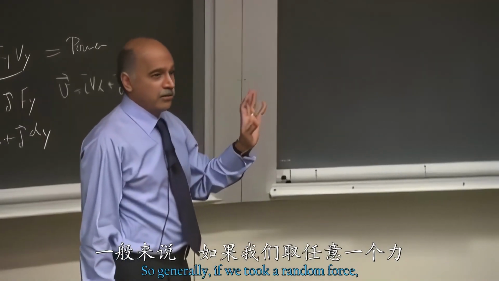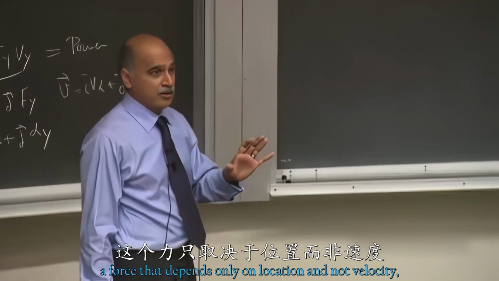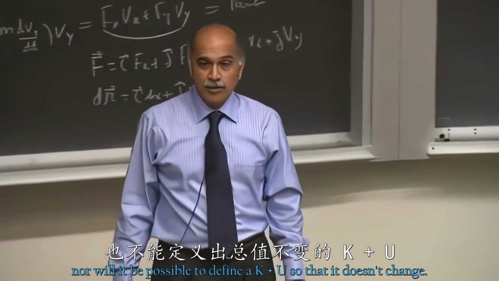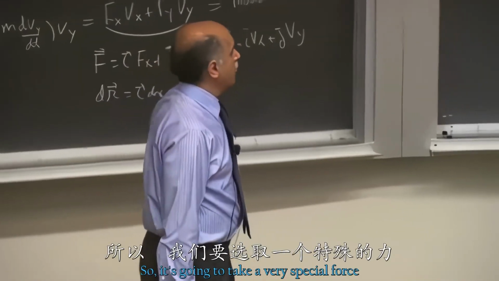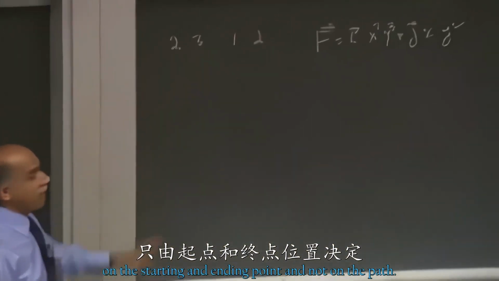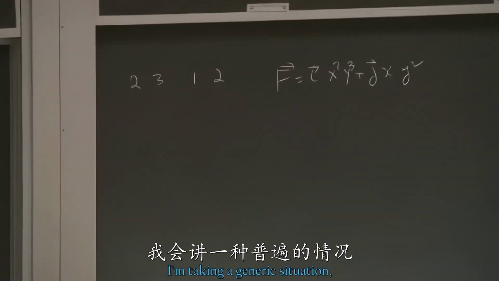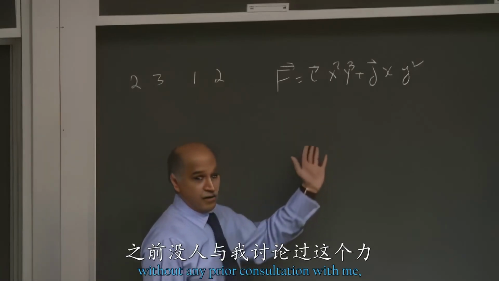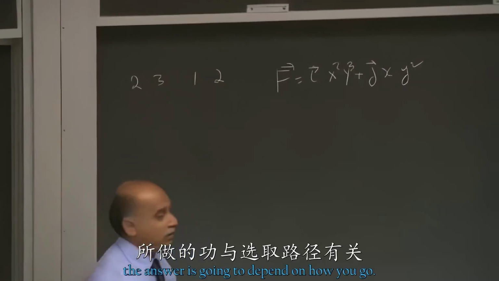So generally, if you took a random force, not a frictional force, the force depends only on location, not velocity, it will not be possible to define a potential energy, nor will it be possible to define a K plus U so that it doesn't change. So it's going to take a very special force for which the answer depends only on the starting and ending point and not on the path. To show you that that's a special situation, I'm taking a generic situation, namely a force manufactured by this class without any prior consultation with me, and I will show you that for that force, the answer is going to depend on how you go.